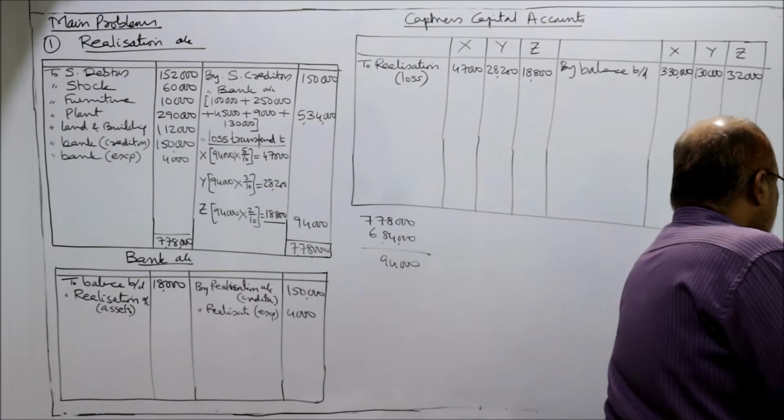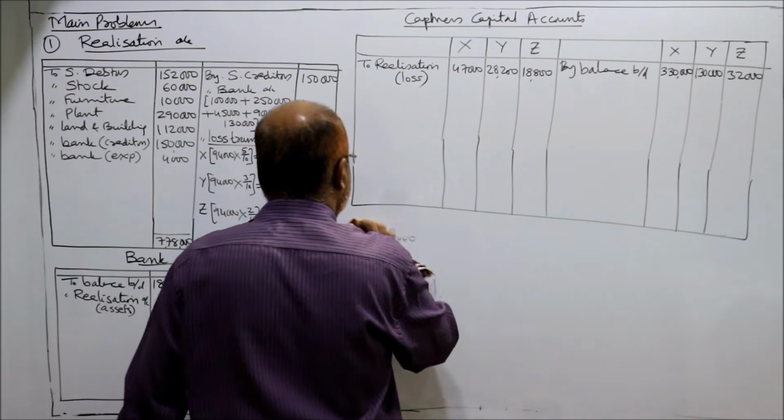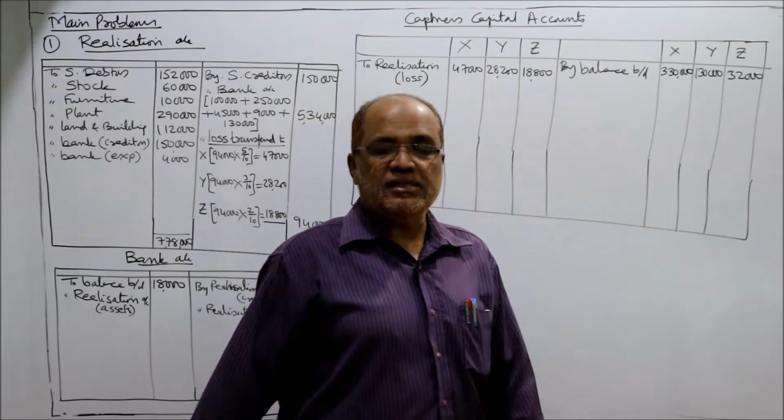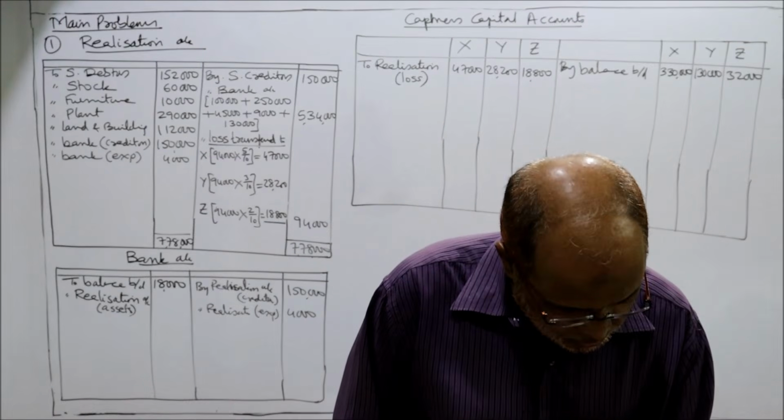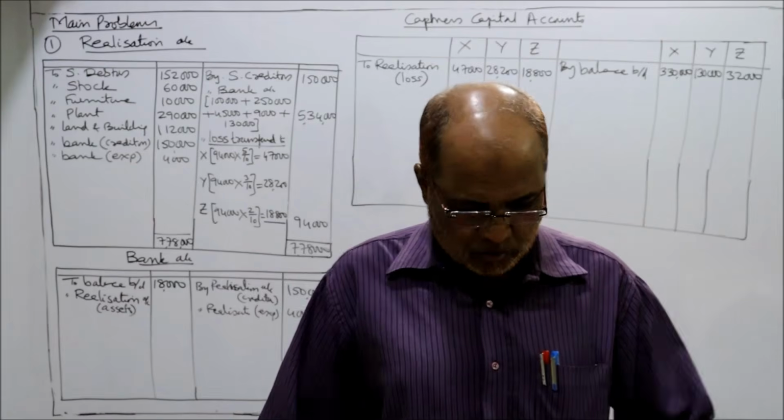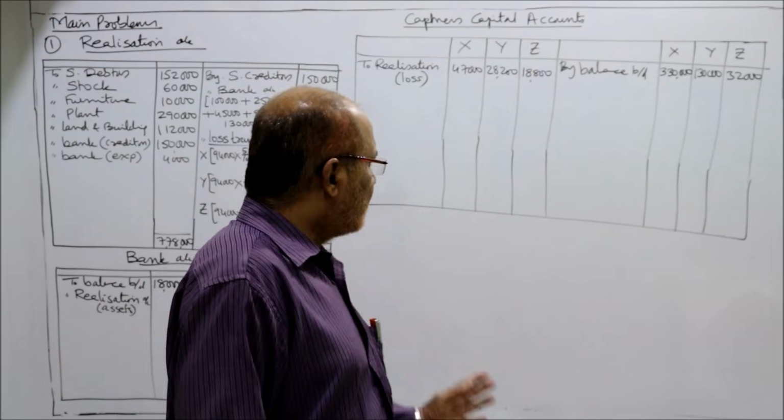Now one liability was there, we have not posted that liability. That liability is the loan. No, loan is not there, not the loan. That's it. So we have completed.